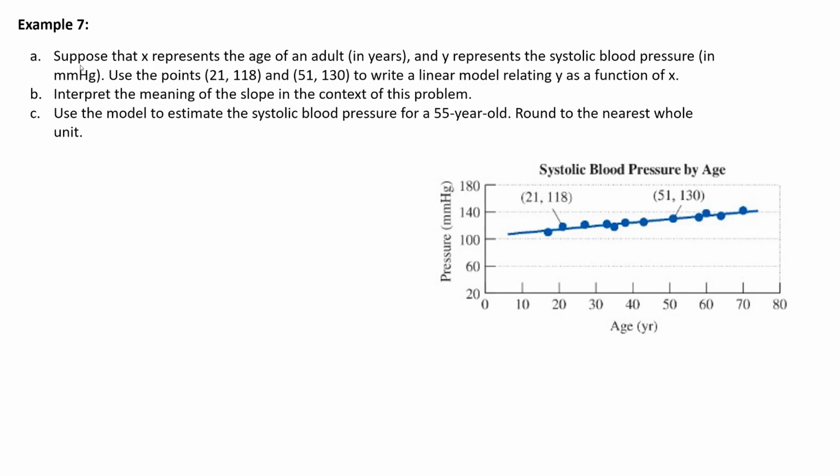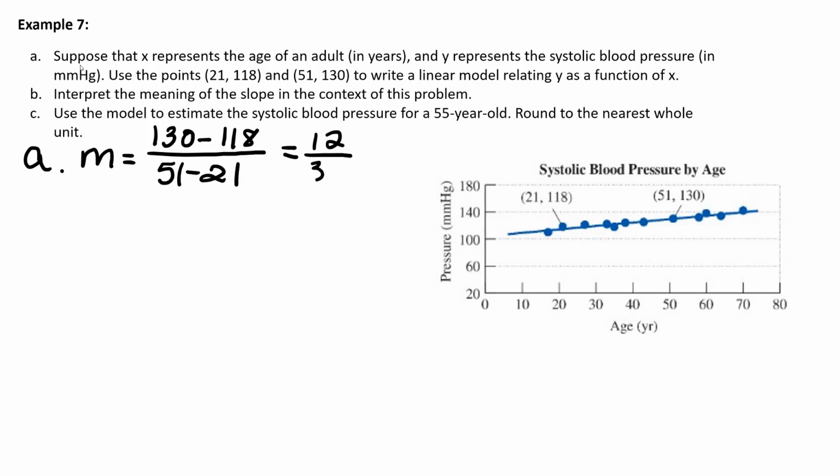Part A says, suppose that X represents the age of an adult in years and Y represents the systolic blood pressure in millimeters of mercury. Use the points (21, 118) and (51, 130) to write a linear model relating Y as a function of X. So you've got 2 points and you're going to write the equation of a line, so you have to find the slope. To find the slope, you subtract your Y coordinates and divide by the difference of your X coordinates. When you do that here, you're going to have 12 over 30, which is 2/5.